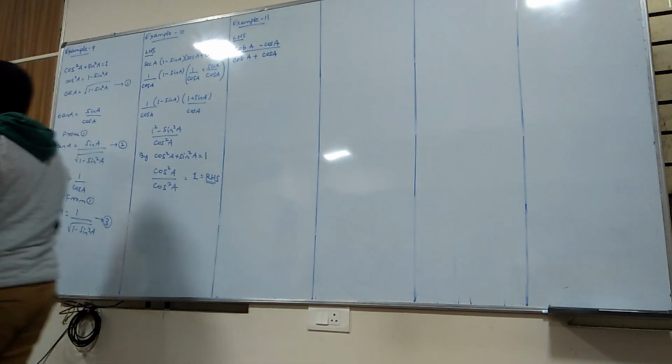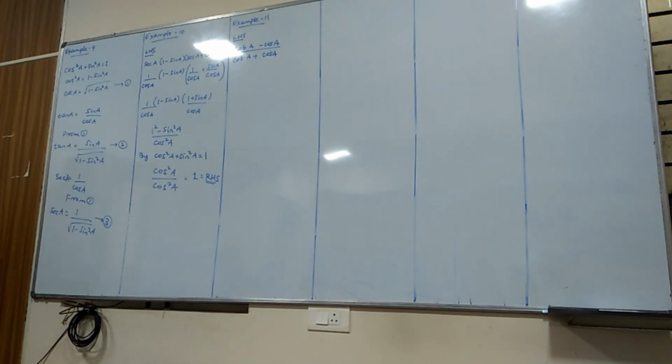Now you people might ask me a question. Sir, how did you get to know, if these kinds of questions are given, which one to take, LHS or RHS? Both the sides look complicated. How will you get to know? When you solve more questions, just by looking at the question, you will get to know which side to solve to arrive at the other.